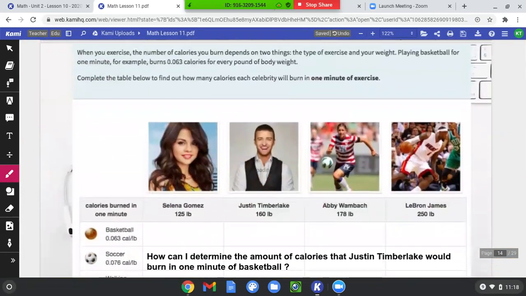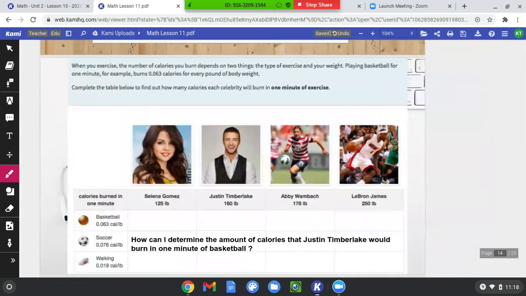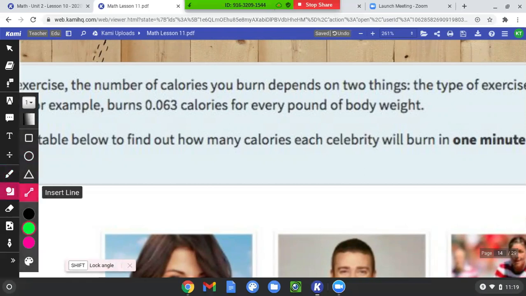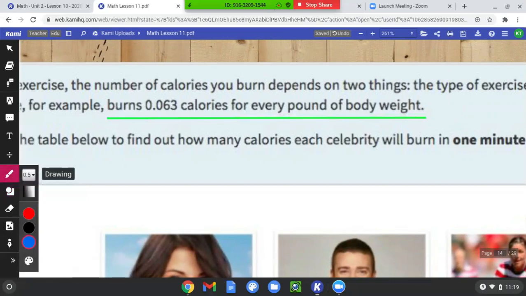All right, now we're going to be going on to celebrity exercises, their weight, and how much calories they burn. When you exercise, the number of calories you burn depends on two things: the type of exercise and your weight. Playing basketball for 1 minute burns 63 thousandths of a calorie for every pound of body weight. This is an important detail that we need to make sure we do not forget.